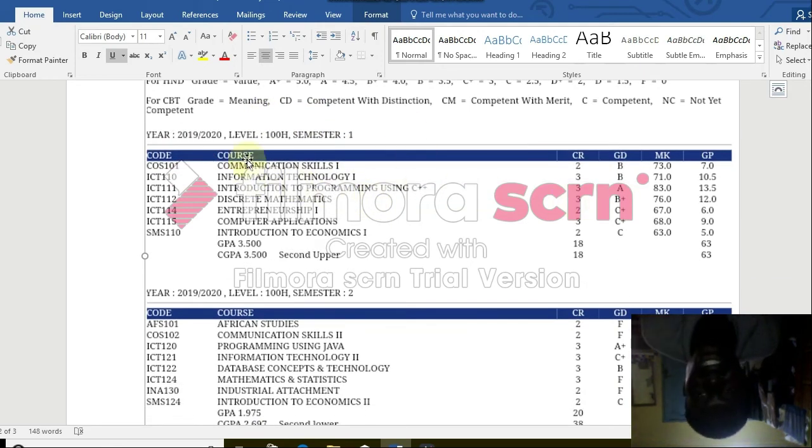Over here you can see the course code and the courses, which are Com Skills, Information Technology, Introduction to Programming using C++. These are the courses. Now let's get to the important place, the first column, which is CR. CR stands for the credit hours, as we explained above.